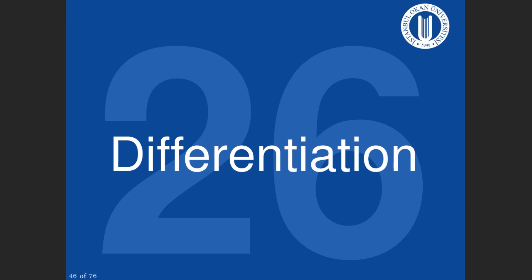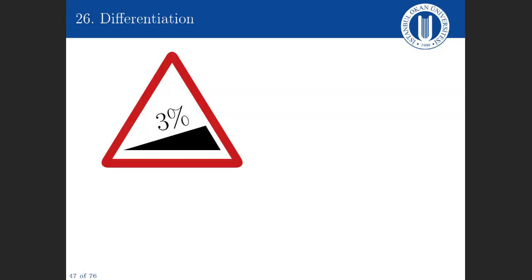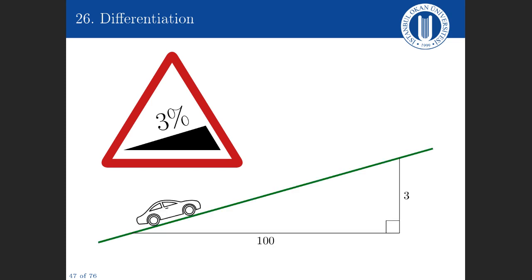Our final chapter for today is differentiation. Here's a road sign. What does this mean? This means that the road is going upwards. What this means is if we travel forward 100 meters, the road will rise by 3 meters.